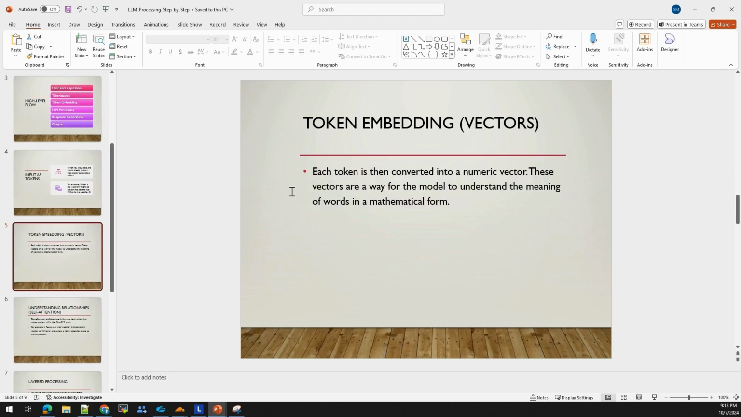And then comes token embedding. Now each token gets assigned a numerical value. This is called token embedding. It's like giving each word a unique identity card. These numbers help the LLM understand the meaning and context of the words. So basically, each word will get a unique identity number, which LLMs can understand for further processing.